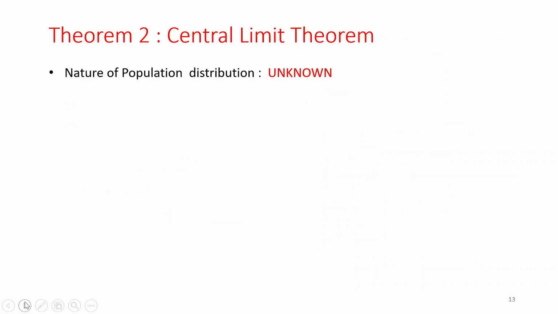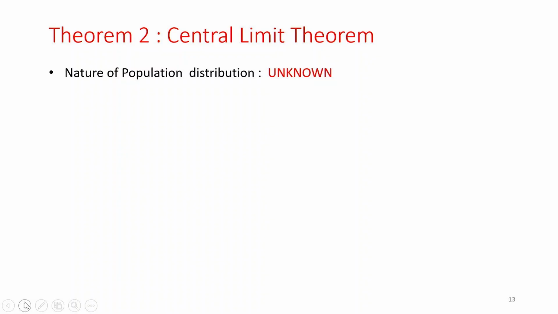Next theorem is central limit theorem. This is a very, very powerful theorem, and this has a lot of applications. It may so happen that the nature of the population distribution is unknown. Most of the time, that is what is going to happen. What is the distribution of students' weight or their height? It is unknown to us. We may assume that it is normal or something else, but that's an assumption.